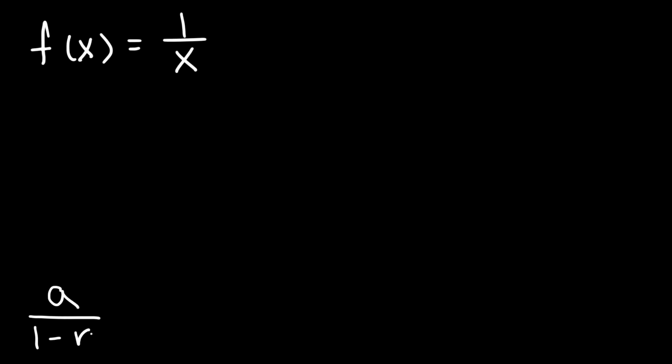Now let's work on some example problems. So let's say that f of x is 1 over x. Go ahead and represent the function as a power series and find the interval of convergence. So the first thing we need to do is put it in this form, a divided by 1 minus r. So right now we're missing a 1. So how can we introduce a 1 into the denominator of the fraction?